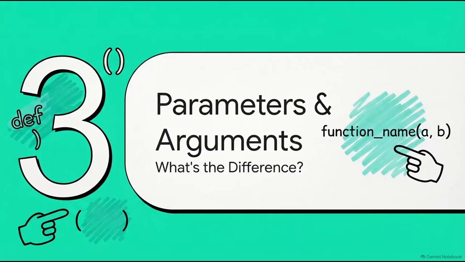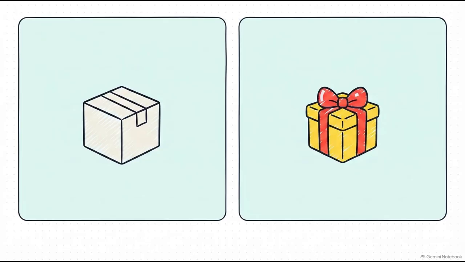Next up, Section 3, Parameters versus Arguments. Let's clear up exactly what the difference is. Okay, so the concepts in this next section represent a distinction that absolutely separates beginners from true programming experts. People constantly use the words parameter and argument like they're the same thing, but they are entirely different concepts.